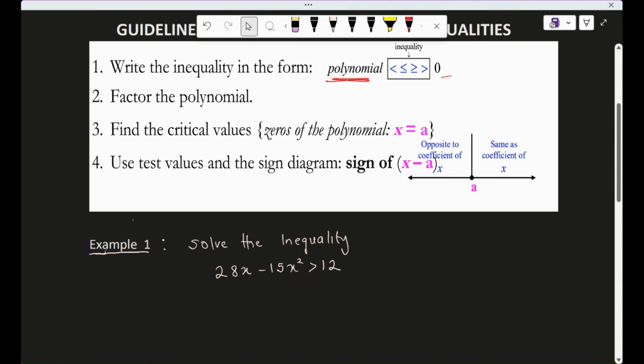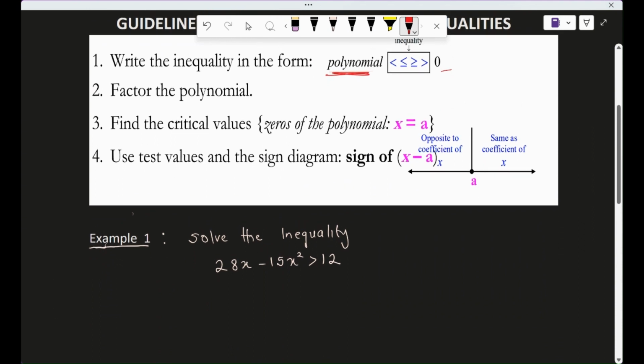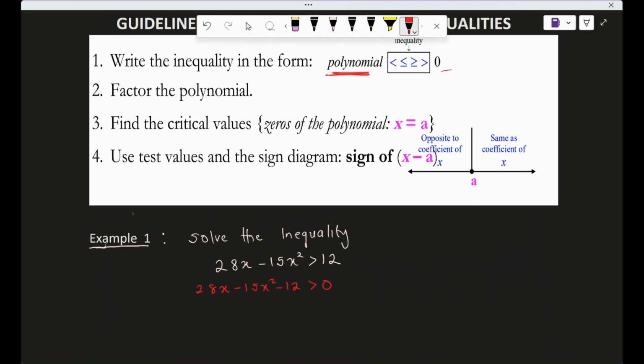For this example, we want to solve the inequality. The first thing we do here is to apply this guideline: write the polynomial in the form. So we need to write the polynomial on the left-hand side, which we can write as 28x minus 15x squared minus 12 is greater than or equal to 0. But if you look at this polynomial, it's not in standard form, so we can write it as negative 15x squared plus 28x minus 12 is greater than or equal to 0.